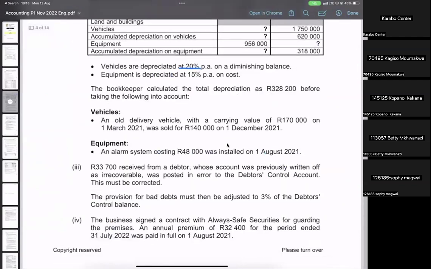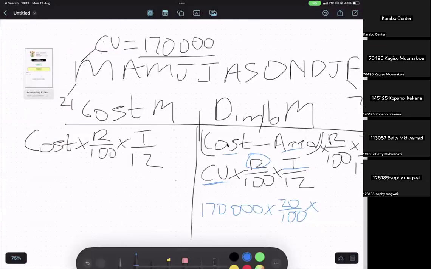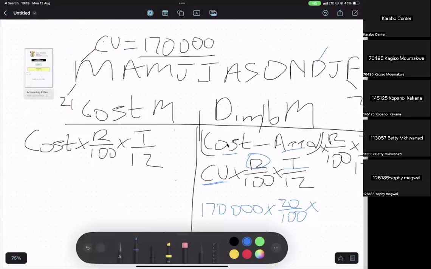So they say a carrying value of 170,000 on 1 March was sold for 140,000 on 1 December 2021. So it was sold on 1 December 2021. So let's go back to our calendar. So it was sold here, 1 December 2021.